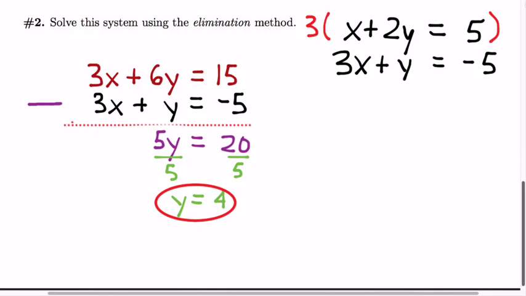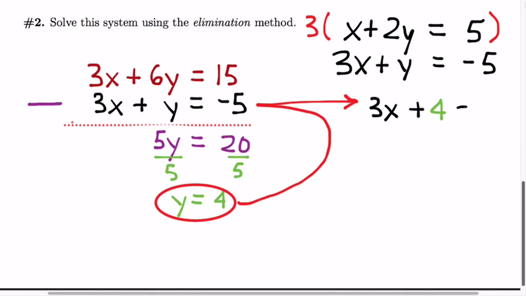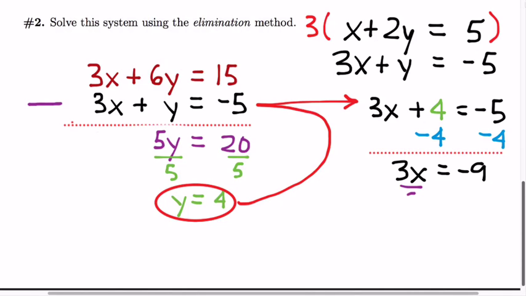And once you know that y is equal to 4, how do you find x? Yeah, just plug it back in. Again, you can plug it back into either equation, whichever one you happen to like better. So just for fun, I'm going to use the second equation here. 3x plus y is equal to negative 5. And since we know that y is equal to 4, we can put a 4 in place of y. Equals negative 5. And then we just need to solve this equation for x, which we can do by subtracting 4, and getting 3x equals negative 9. And then dividing by 3 to get x equals negative 3, which again was the same value of x that we got when we solved the system using substitution.